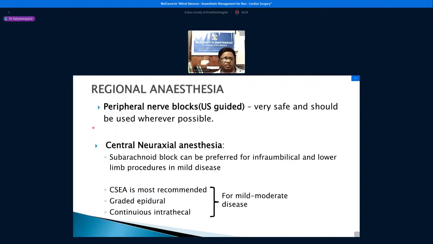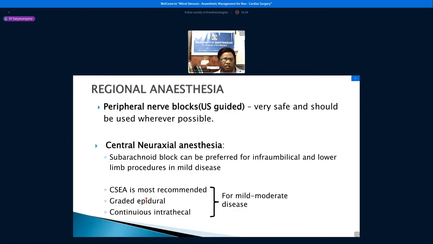Regional anesthesia, yes, absolutely there is no problem as far as peripheral nerve blocks, and particularly ultrasound-guided nowadays, it has become very popular and safe. So wherever it is possible, go for peripheral nerve blocks. But when it comes to central neuraxial blockade, subarachnoid block can still be performed, particularly for infraumbilical surgeries or lower limb procedures in mild stenotic cases.